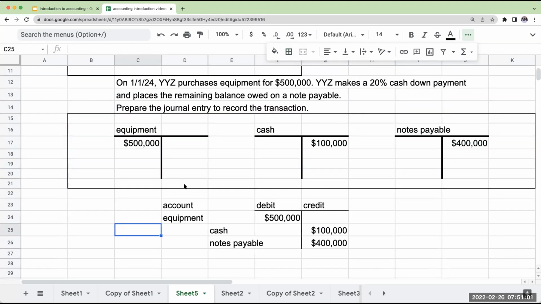Now, with my journal entry, I need to give a little bit more of a flavor. So right over here, I'm going to have a date, 1/1/24, and then I'm going to have a description.